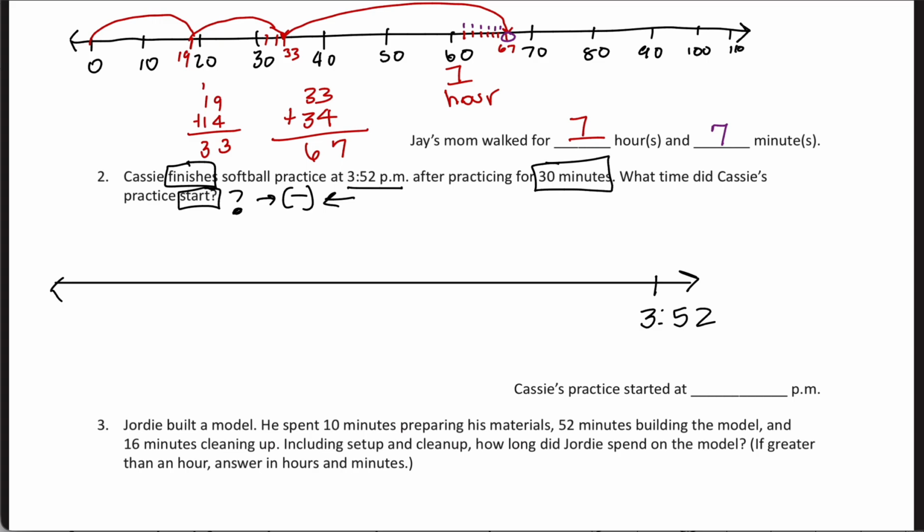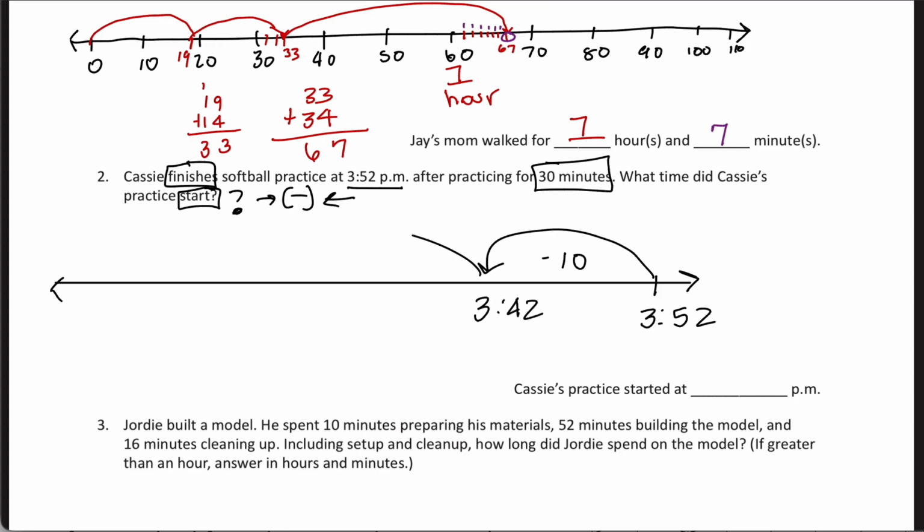So here's what I'm going to do. I'm going to count by tens and go back every 10 minutes 3 times. Why? Because 3 times 10 is 30. So I'm going to go back 30 minutes. I'm going to do first 10. So 3:52 minus 10 makes what? 3:42.